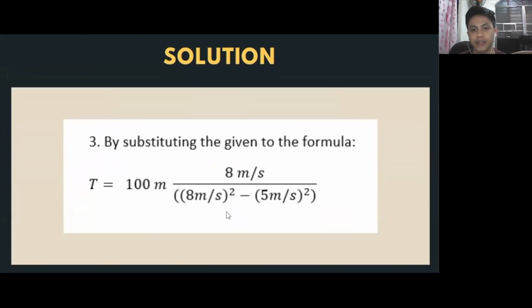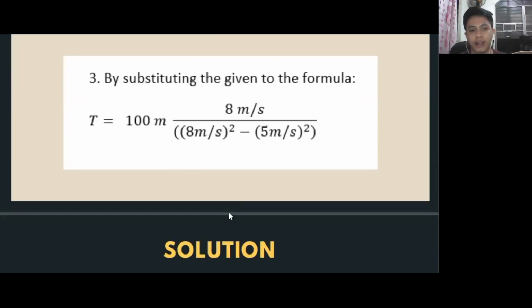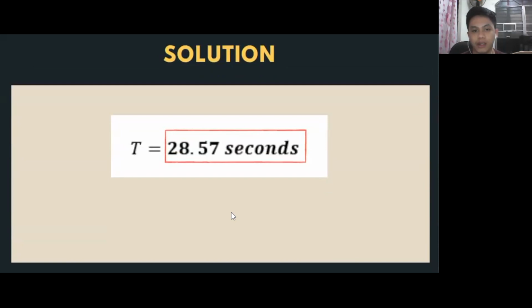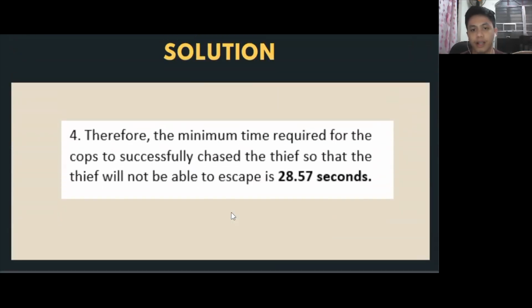And by substituting the given to the formula, we will have 100 meters multiplied by 8 meters per second all over 8 meters per second squared minus 5 meters per second squared. And we will obtain a value of t which is equivalent to 28.57 seconds. And therefore, the minimum time required for the cop to successfully chase the thief so that the thief will not be able to escape is 28.57 seconds.